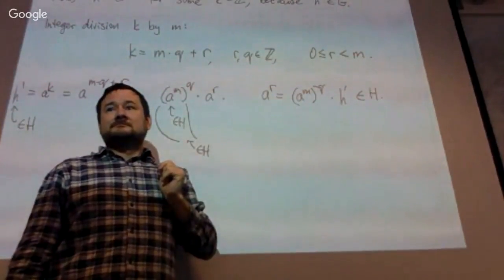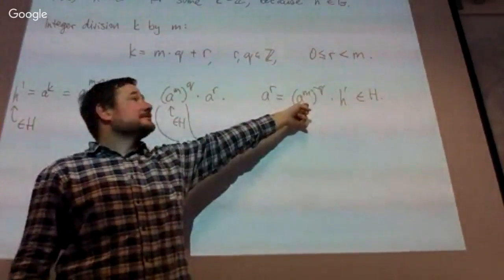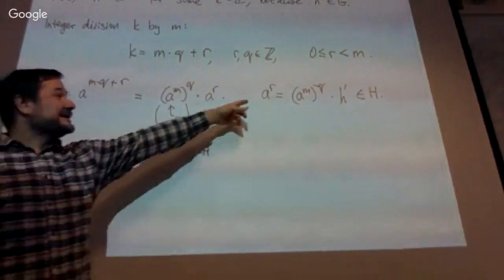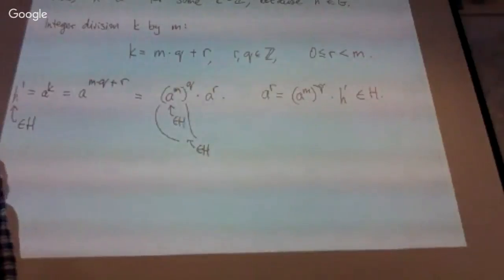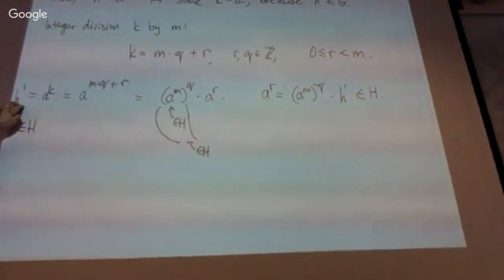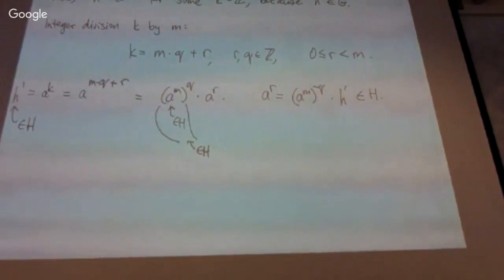I don't understand. Why did you take the inverse? Why do I take the inverse? Well, I take the inverse because I want to know what A to the R is. It's like I'm solving this equation, right? I have this on the left, this on the right, and I want to solve it for A to the R.